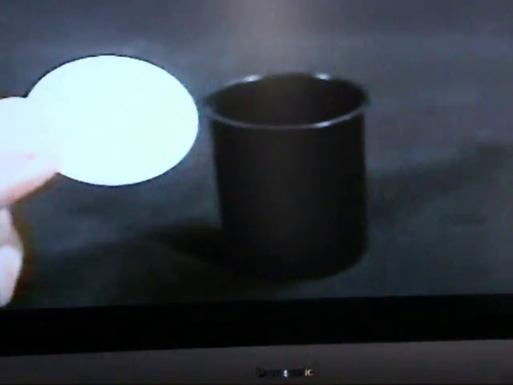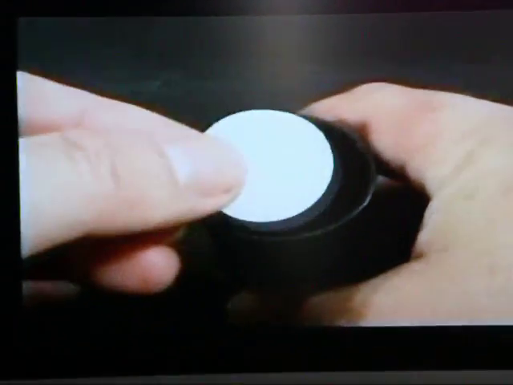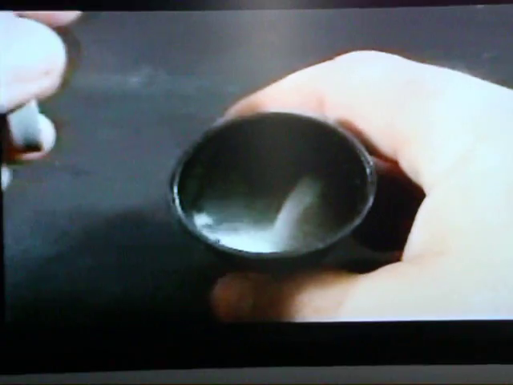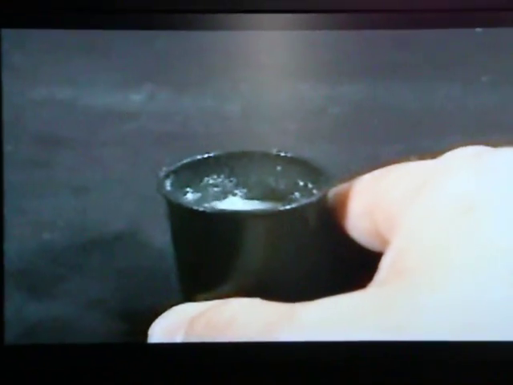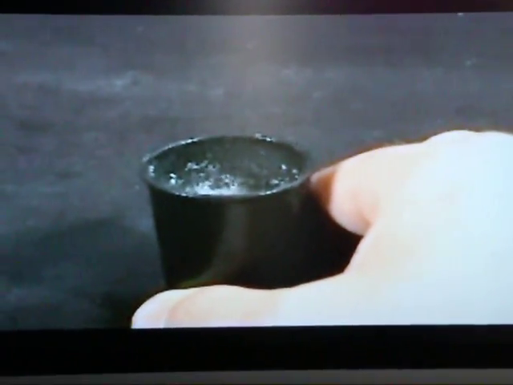Another example of Boyle's law is demonstrated with this canister and this antacid pill. When placed in the canister with a small amount of water, the pill reacts with the water, producing a great deal of gas. The pressure built up by the gas exceeds the strength of the lid and causes it to blow off.